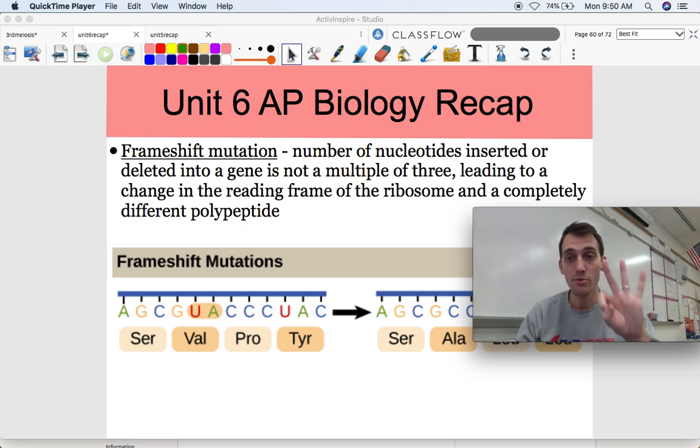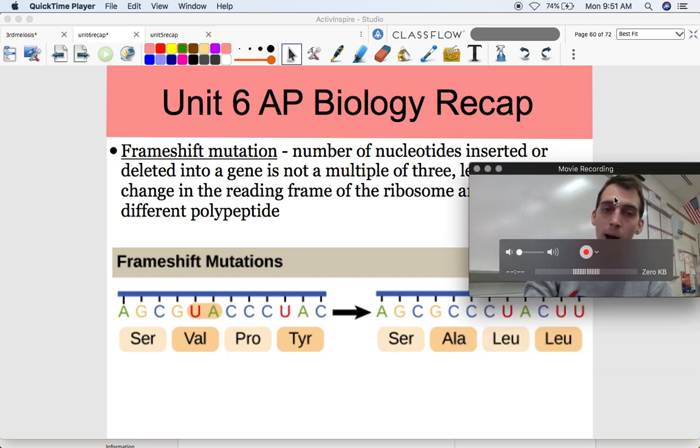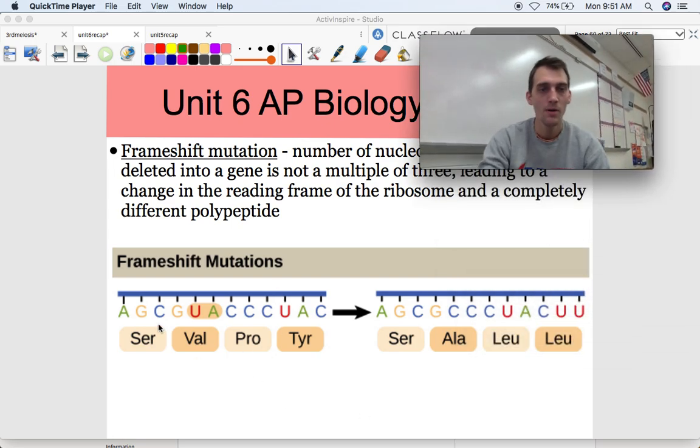Remember, because it reads a codon is 3 nucleotides at a time. So if you add 1 or you take away 2 or something like that, you can lead to a change in what's called the reading frame of the ribosome, and it can result in a different polypeptide. So here's a good example, right? Adding 2 nucleotides here is going to alter the protein in such a way.